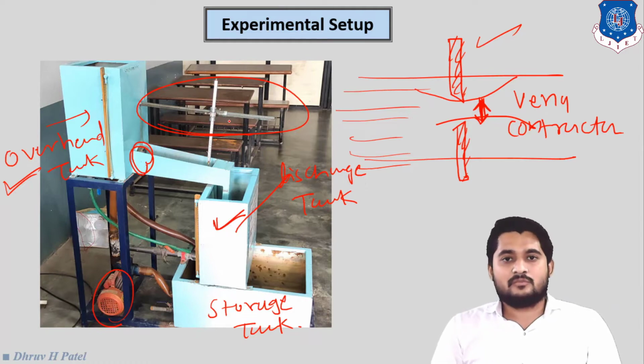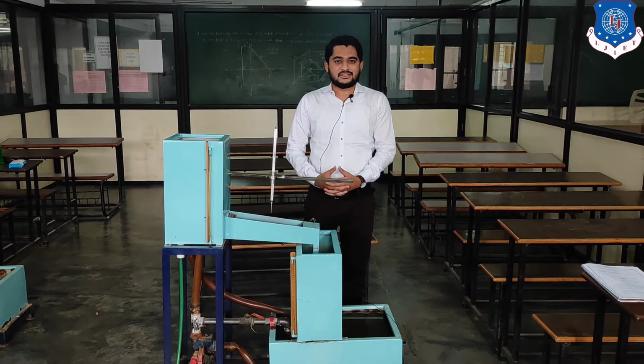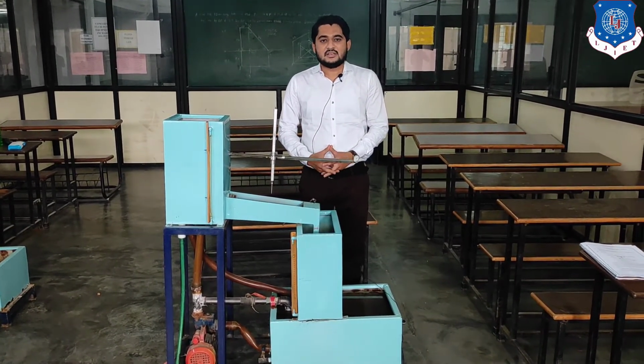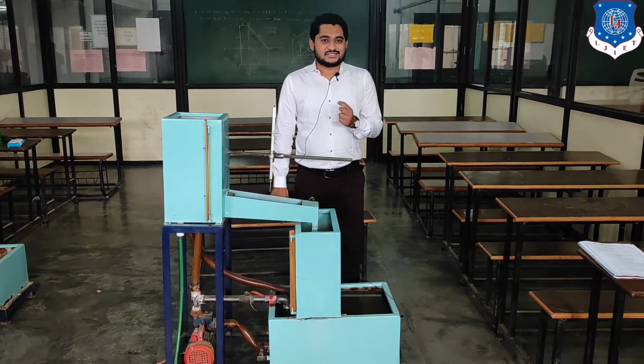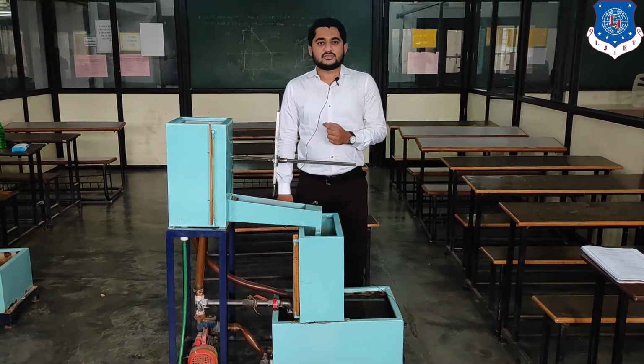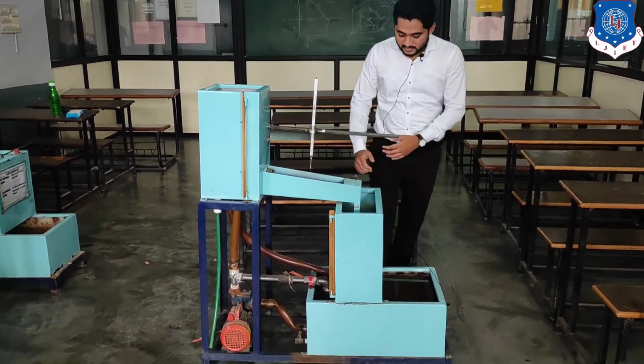So let us perform the practical first of all. Good morning all of you. Today's practical is the orifice meter and finding out CC, CV and CD of the orifice meter. CD is the coefficient of discharge, CV is the coefficient of velocity, and CC is the coefficient of contraction, right? So let's first understand the instrument properly.